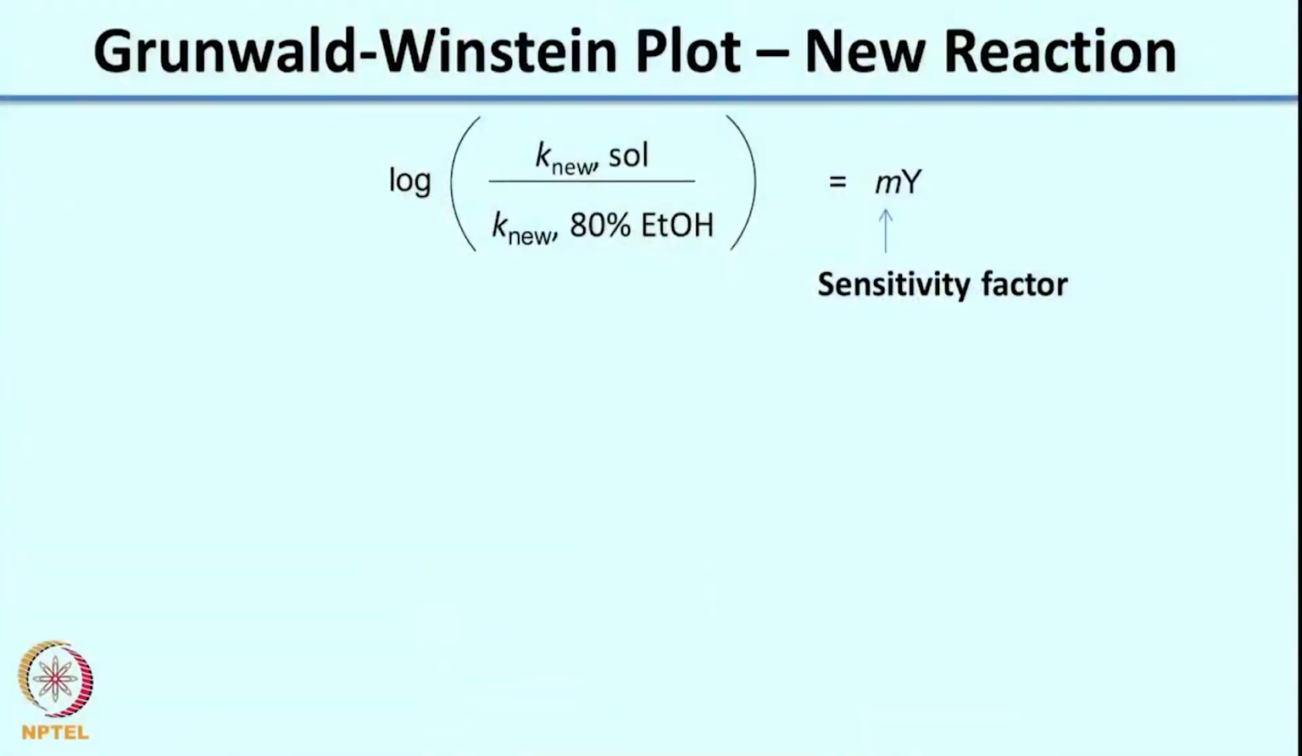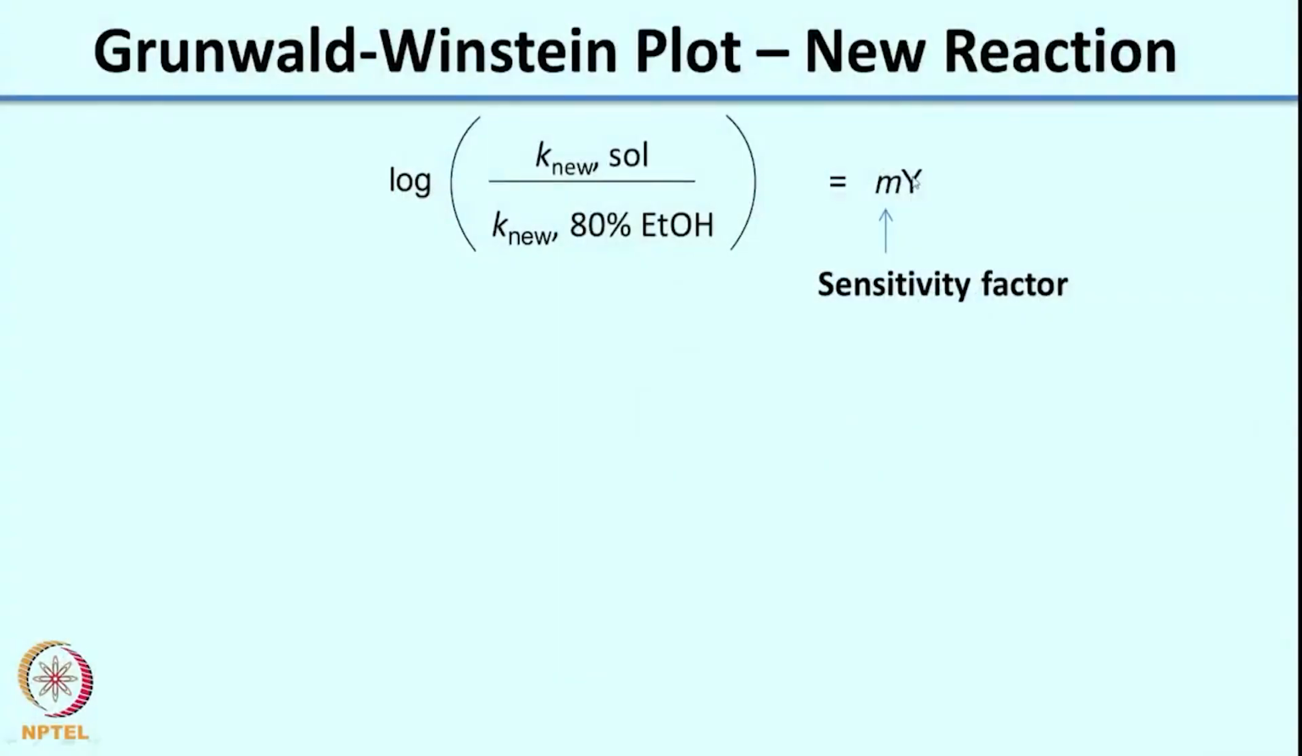you use the Grunwald-Winstein plot, and here what you have is log of k nu, which is your new reaction, not your t-butyl chloride, in your unknown solvent, divided by k nu in 80% ethanol, and you compare that with Y, which you get from the t-butyl chloride reaction. So, this is exactly like what we had seen in the Hammett case. What you have is on the left you have your new reaction or unknown reaction, on the right you have your standard reaction, which in this case is ionization of t-butyl chloride, and this proportionality factor, which is m, gives you the sensitivity of a particular reaction for solvent polarity.